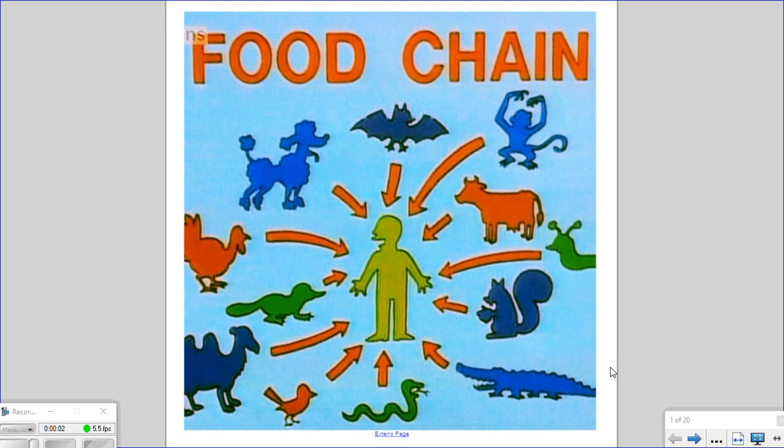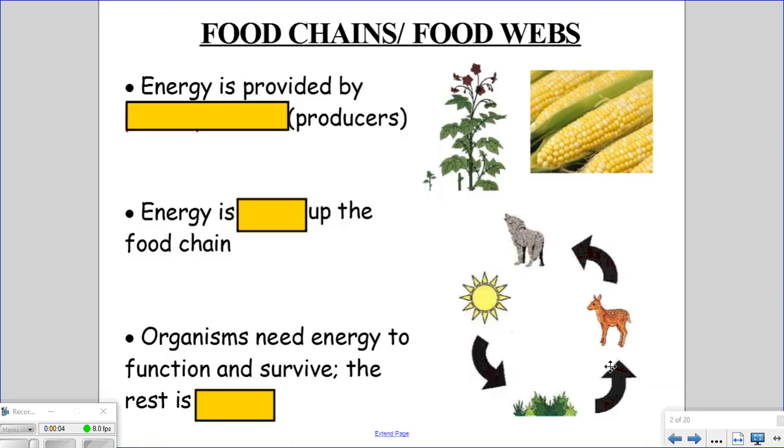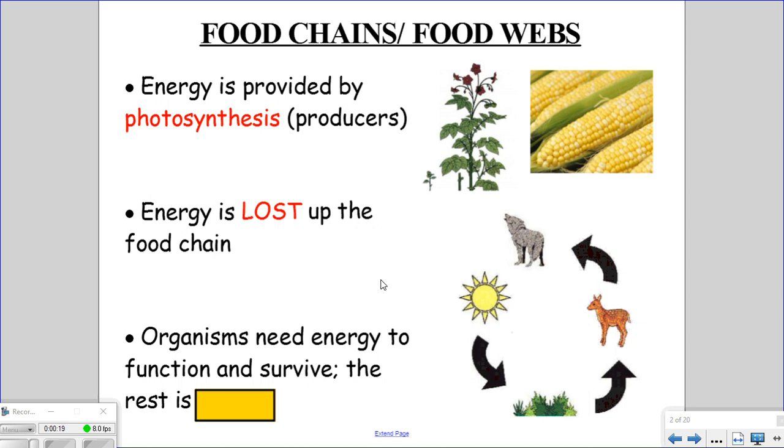In this video, we will go through food chains. So with food chains and food webs, this is energy provided by photosynthesis and producers. So this is where energy will enter into our food chain. And then energy is lost up the food chain. So as energy moves up, there's less and less that gets transferred.